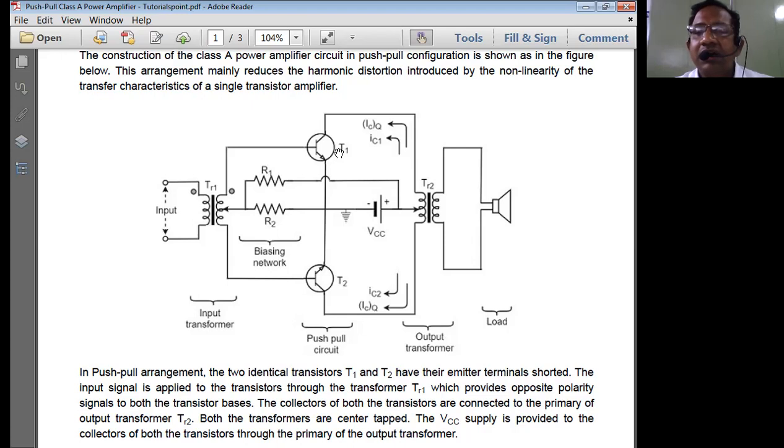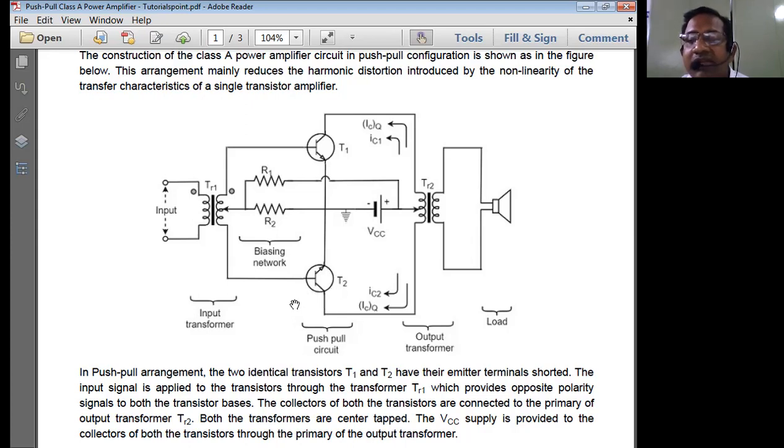The problem here is that when the input is going in a positive direction, T1 is more forward biased. When the input is going in the negative cycle, T1 will be less forward biased, so less current flows through the transistor T1. This is the condition that we normally have here. When the input is going negative, this side will be positive, and transistor T2 will definitely be in the on condition, but less current will be flowing through T2.